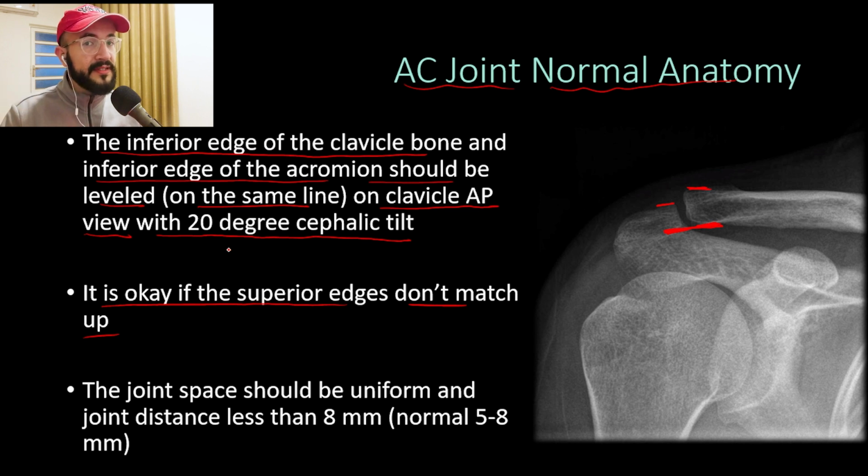Now also on this view of X-ray, the joint space should be uniform and the joint distance should be less than 8 millimeters, and the normal joint space should be between 5 and 8 millimeters. So the joint should be uniform, meaning the distance between the clavicle and acromion is the same all over the joint, and the distance should be less than 8 millimeters.